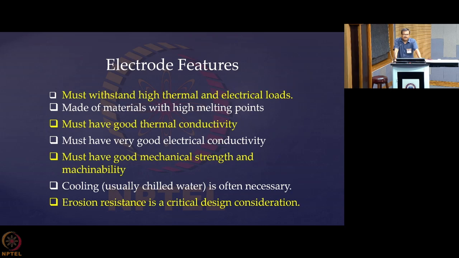Now, they must be made of refractory material, that is having very high melting points. So that is why when you are operating with inert gases, tungsten may be the best material that you can have as cathode for operation of these devices. And they must have good thermal conductivity, because the amount of heat that is getting dumped over the electrodes must be carried away by the coolant that you are passing through these electrodes.